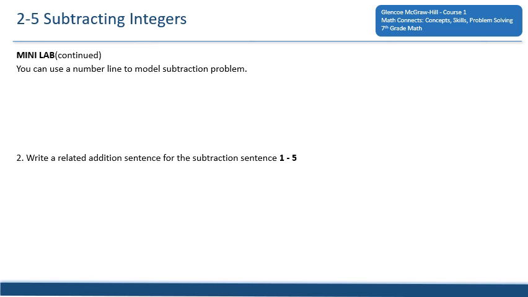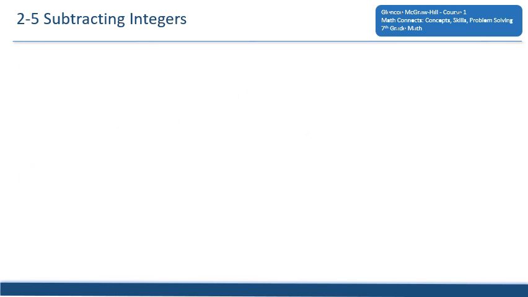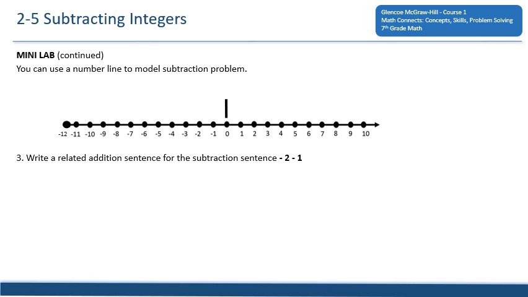Let's look at another one. Write a related addition sentence for the subtraction sentence 1 minus 5. So on the number line, we'll go from 0 to 1, and then we'll subtract 5 or add a -5. And 1 plus -5. And another one. Write a related addition sentence for the subtraction sentence -2 minus 1. So if we look at the number line and we go to -2 first, and then we take away 1. So in this case, if we want to write an addition sentence, we would write -2 plus a -1.